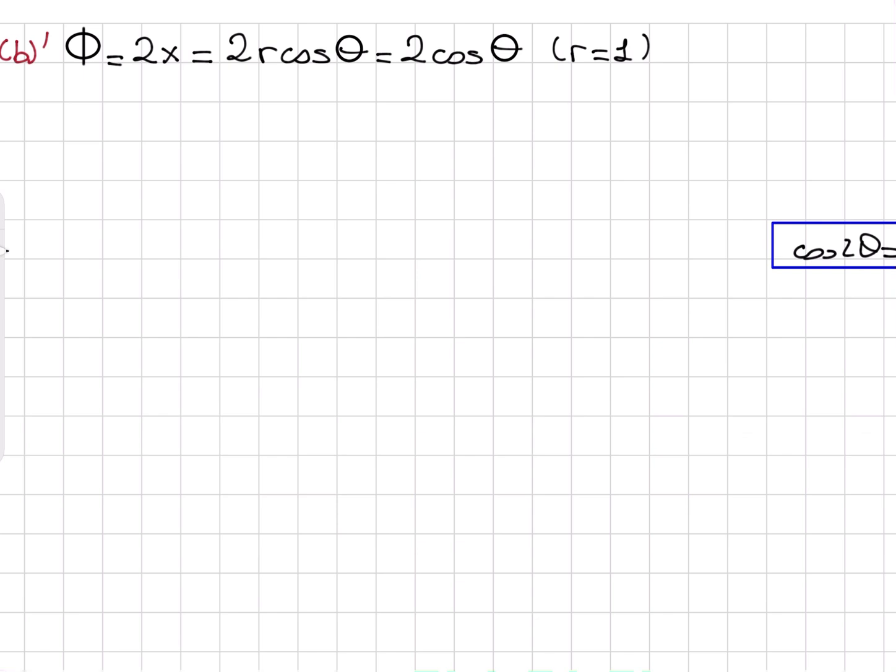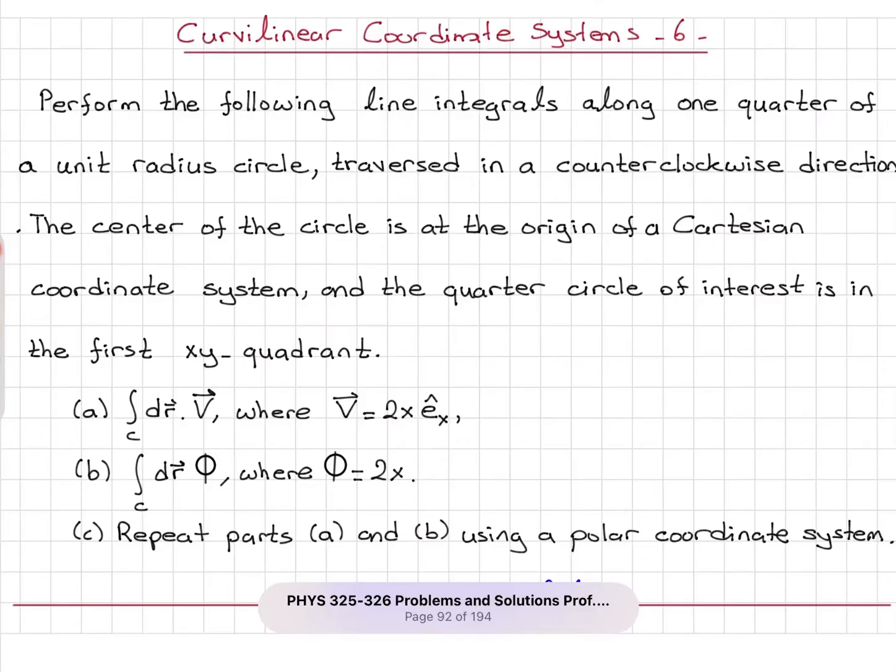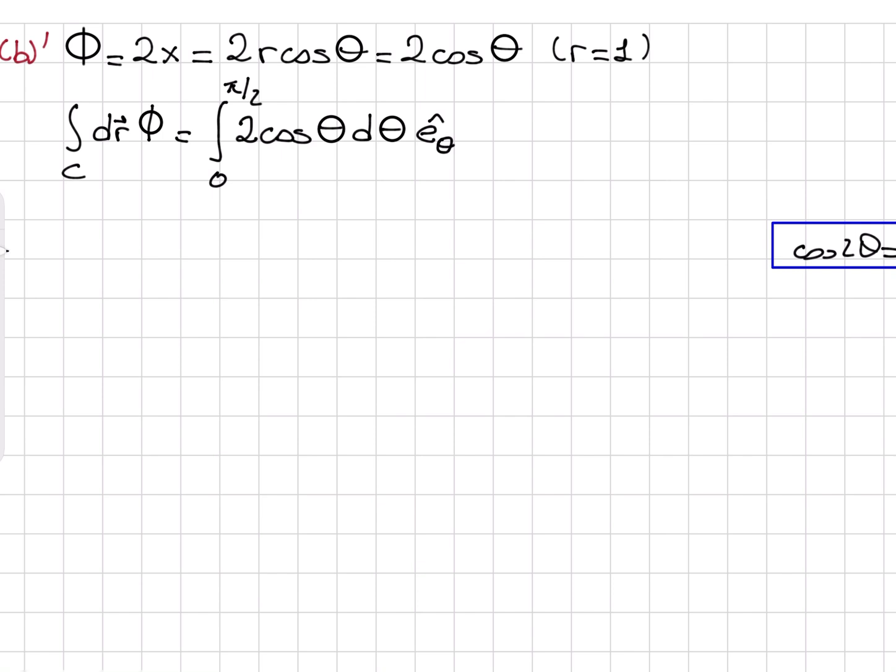Now our line integral of dr phi is going to be the integral. Again, we have r d theta in e theta hat as our differential displacement vector, but r was 1, so remember we get d theta e theta hat. So therefore we have 2 cosine theta d theta in e theta hat direction. Again, the angle varies between 0 and pi over 2.